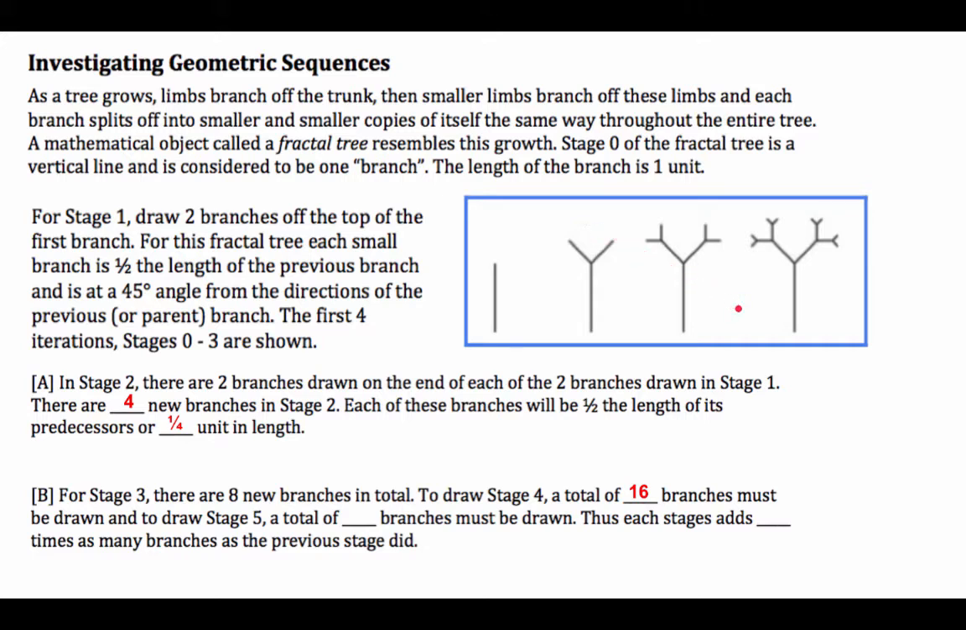What that means is that for the stage afterwards, because there were 8 of them here and we're doubling each time, there has to be a total of 16 branches for stage 5. And the stage after that will be 32. Thus, at each stage we have 2 times the number we had before. You can see that visually here.